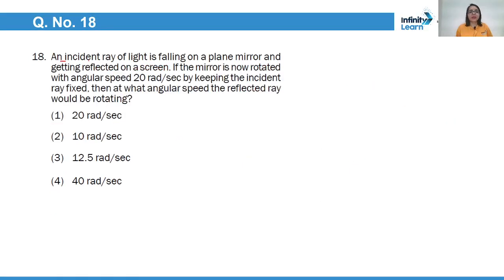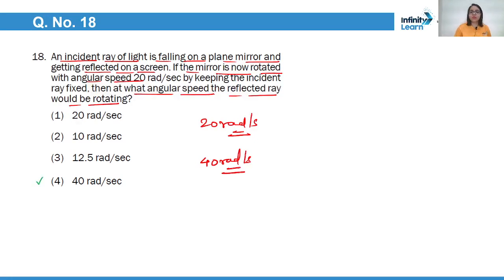Question number 18. An incident ray of light is falling on a plane mirror and getting reflected on a screen. If the mirror is now rotated with angular speed 20 radian per second by keeping the incident ray fixed, then at what angular speed would the reflected ray be rotating? So this is a fact-based question. In this case, the reflected ray would be rotated by the double angle, so its angular speed will be double. So it will be 40 radian per second. So the correct answer is option 4.